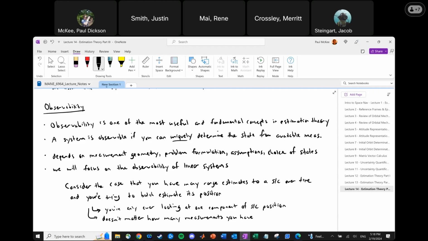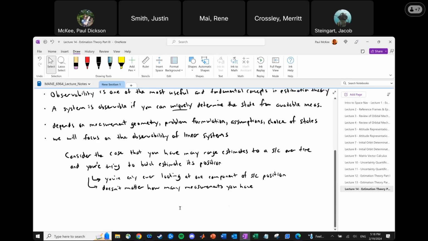So we're going to prove mathematically that that's the case, or show how you would prove it. But you can also just think about it and say, I'm only ever getting range from one ground station. That only ever gives one component of the position. Now, I might be able to estimate my range rate if I have multiple of those over time. I might be able to get some other information, but it's never going to be enough to get the full state, because there are 2 other components of its position that you don't have. So that's just a thought experiment to run through the idea of observability.